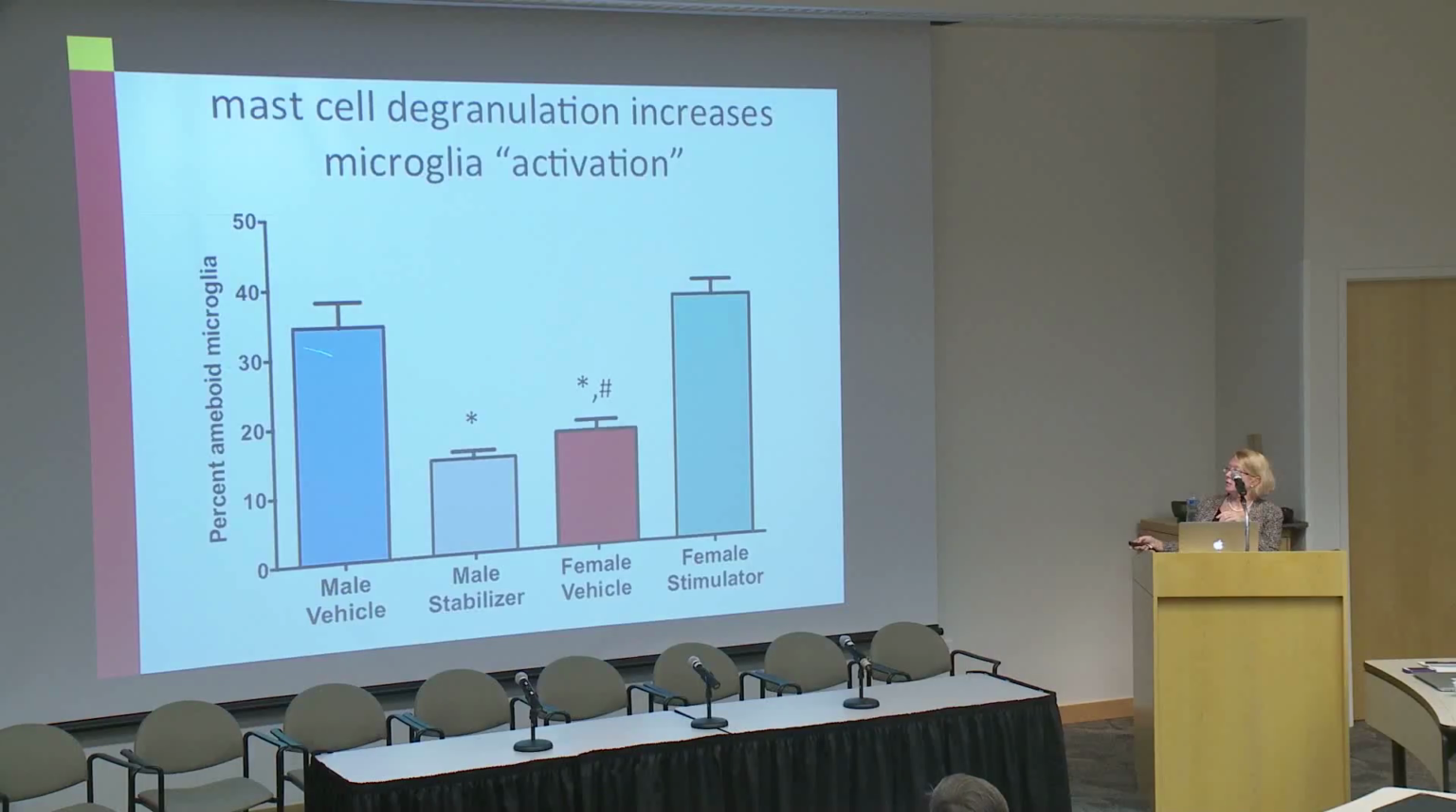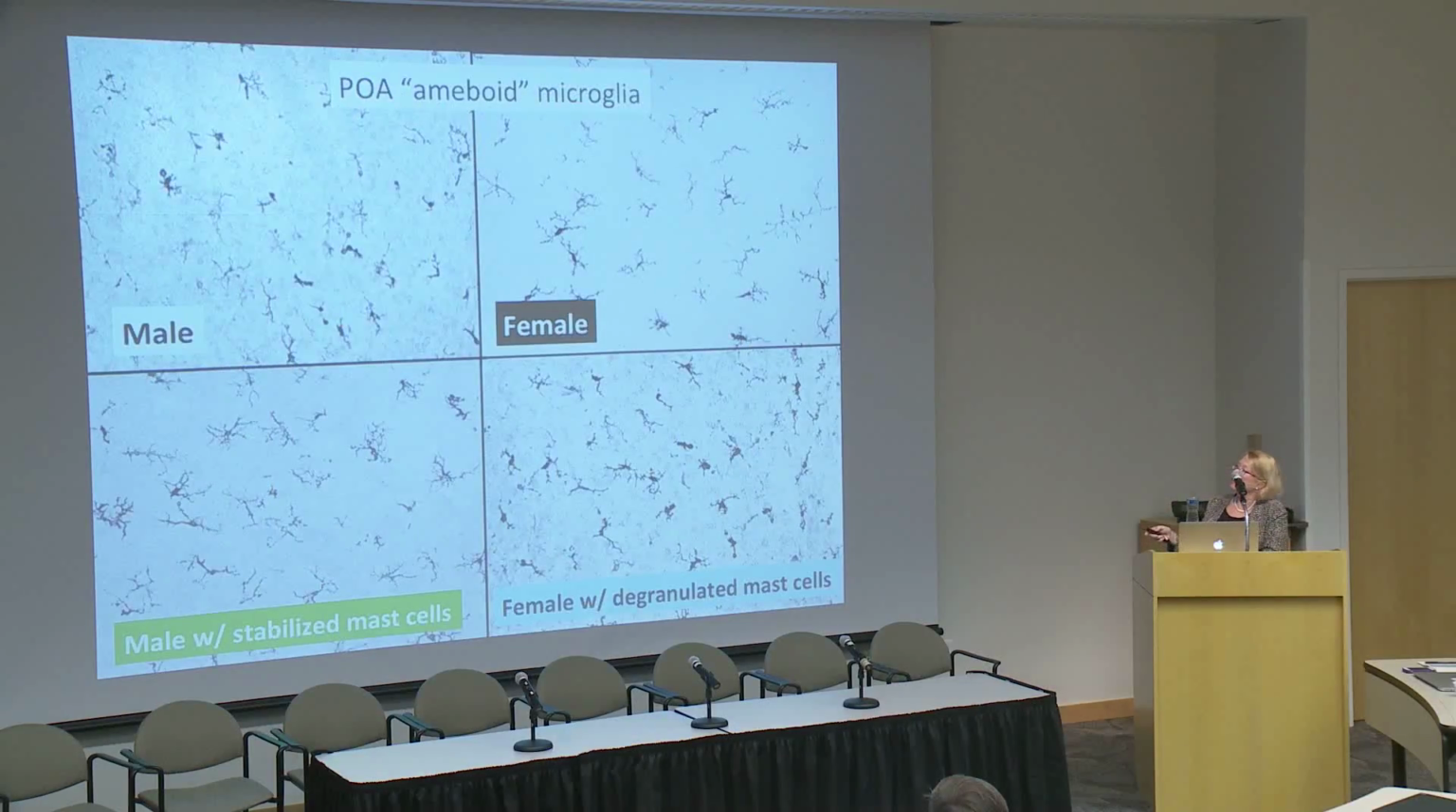And here she has the normal sex difference. This is an activated microglia. Here's the male versus the female. He's got many, many more activated microglia. If we calm down his mast cells and tell them to stop degranulating, it calms down his microglia. This means that his mast cells are constitutively degranulating all the time. And if we stimulate her mast cells, even though she has many, many fewer, it's enough to rile up all of her microglia. And you can see that quite clearly here.